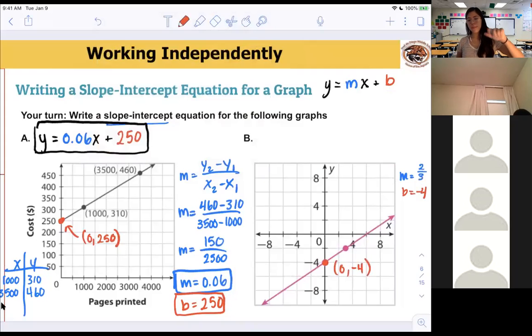So I have my m, I have my b. Now I can write my equation. Who can write the equation for me?